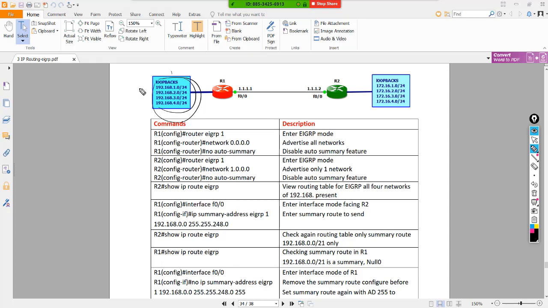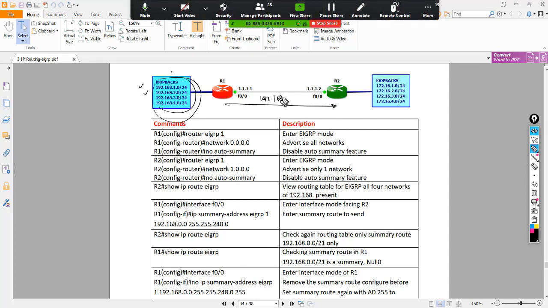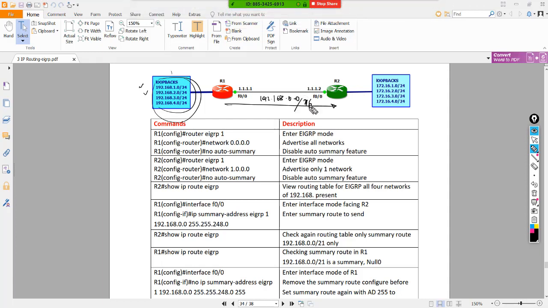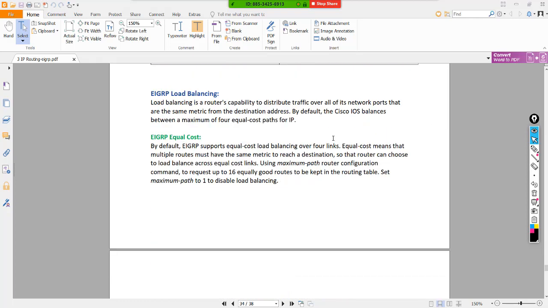Let's say I have a couple of networks like 1.0, 2.0, 3.0, 4.0. I'll just summarize them as 192.168.0.0/16, so I'm not going to send individual networks. It has its own pluses and minuses. It will of course reduce the load on the CPUs, but troubleshooting is a little problematic. You will not know who is the actual culprit.